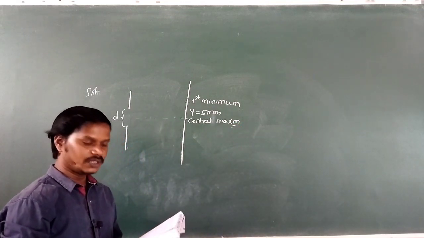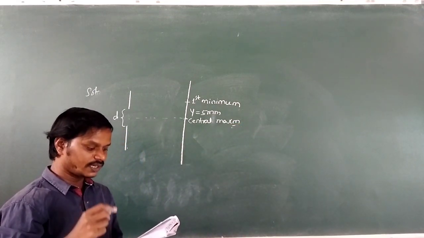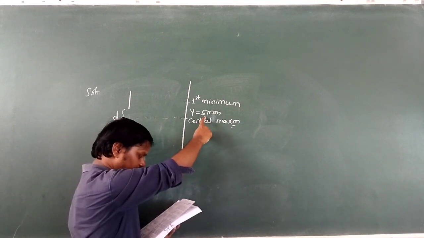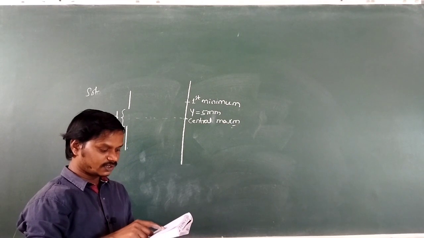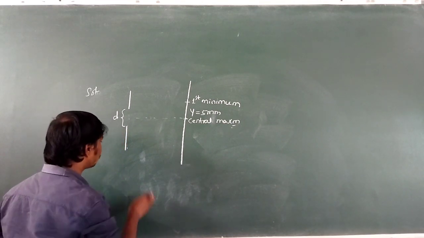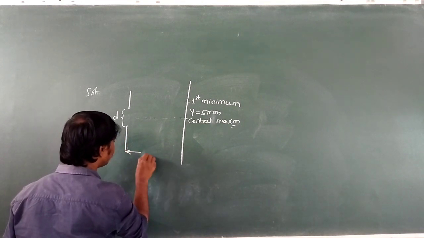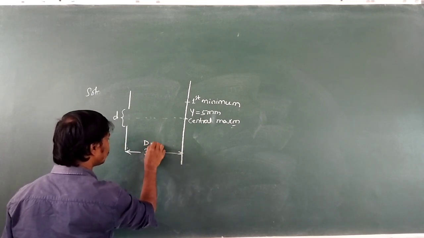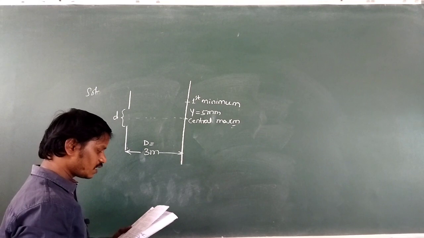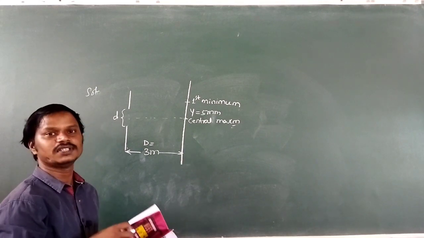The first minimum of the diffraction pattern is observed to lie at a distance of 5 millimeter from the central maximum on a screen placed at a distance of 3 meter. Then what is the distance of the screen from the slit? That is 3 meter. It is capital D. Yes, this is capital D. Then what is our aim? Our aim is to find the width of the slit.